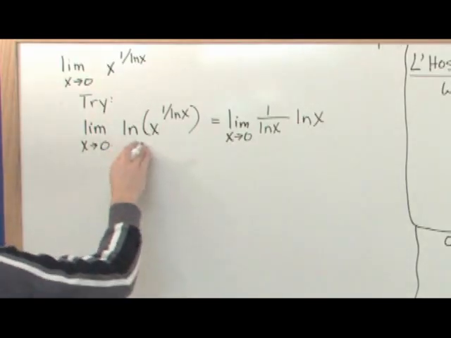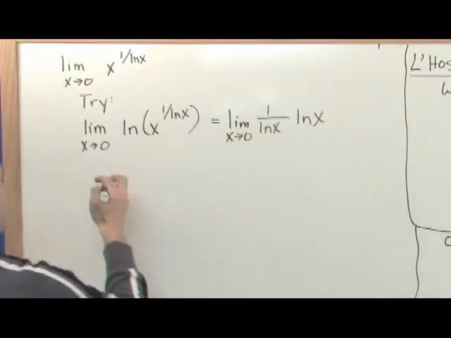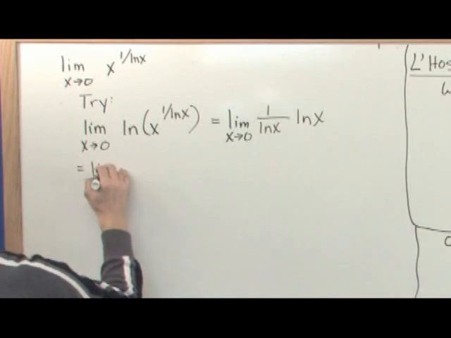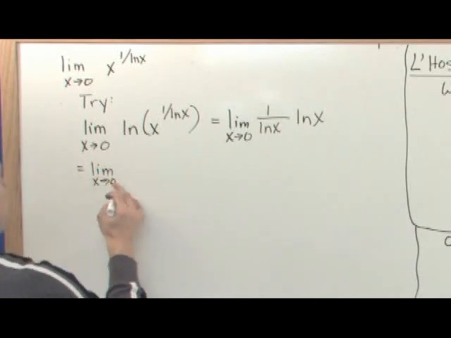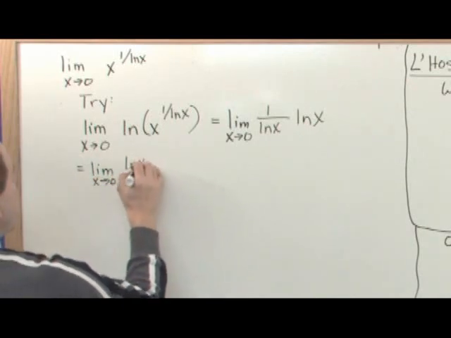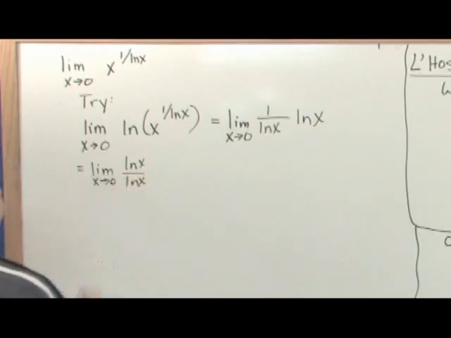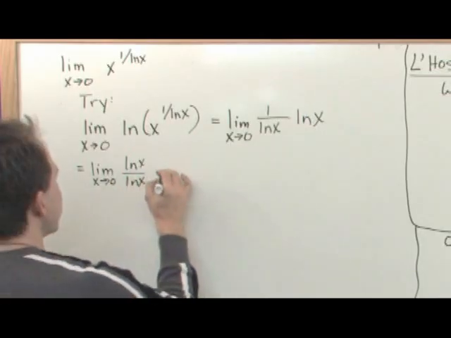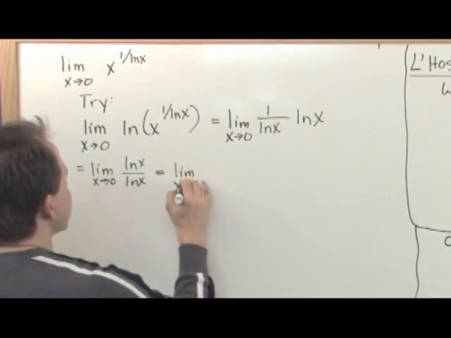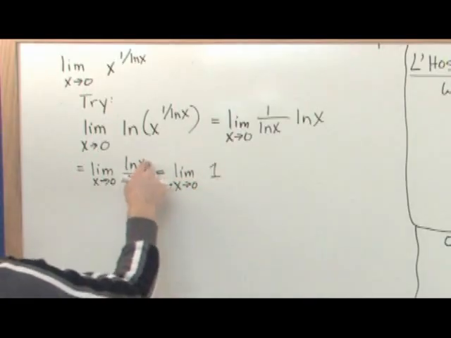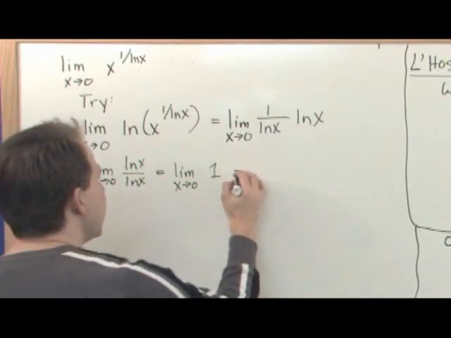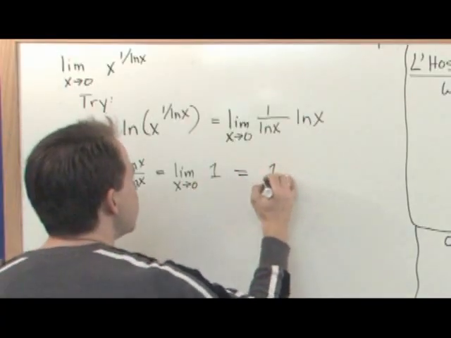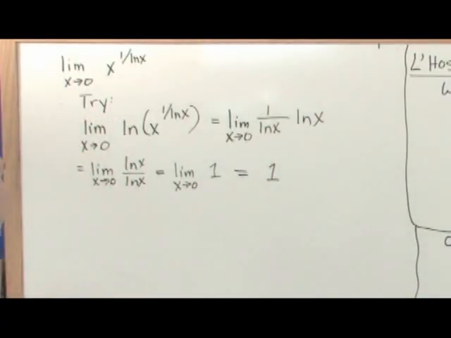So because we wrote it like this, you can see that this results in the limit as x goes to 0 of natural log of x over natural log of x. Okay, and that results in the limit as x goes to 0 of the number 1. This divided by this just gives you 1, and then you take the limit of a constant, you're just going to get 1 back. That's the answer.